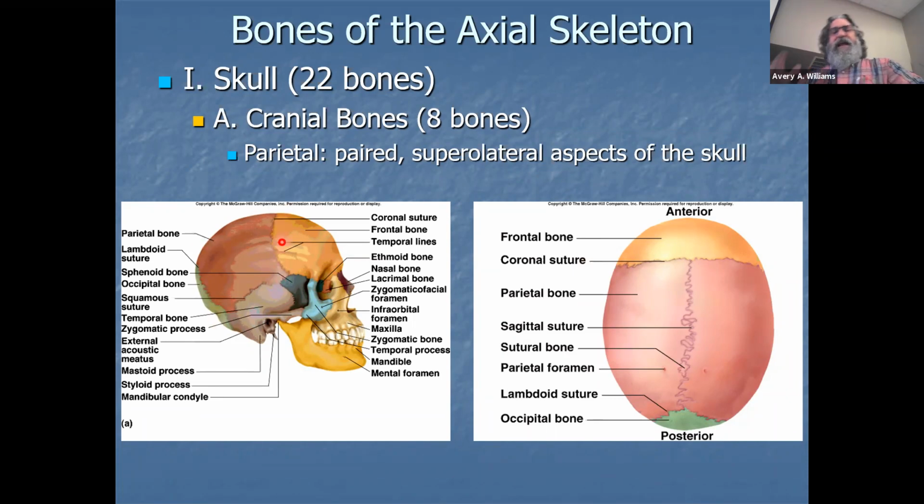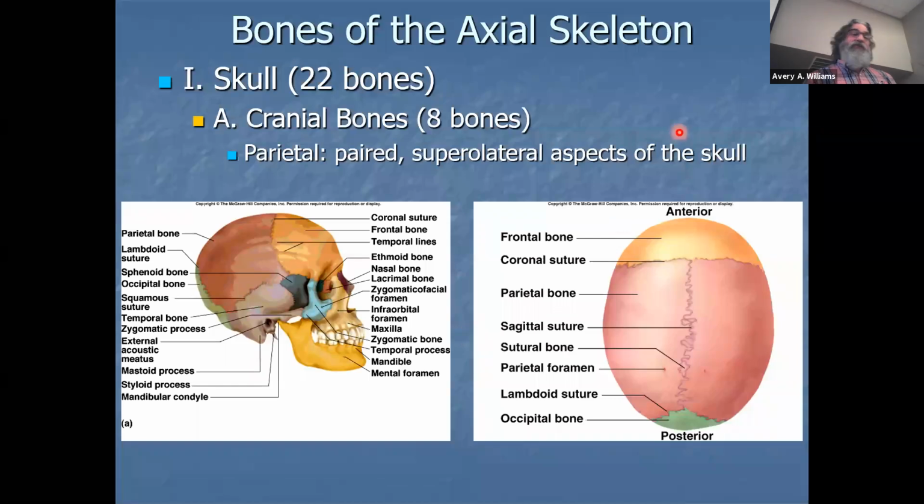This is a lateral view. The right side of the head. And so this is your parietal bone, forming the superior lateral aspects of the skull. This is a superior view looking down, and you can see both parietal bones meeting together right there along the midline, forming this sagittal suture. And we'll talk about sutures after a while. But anyway, that's your first bone, parietal bone.